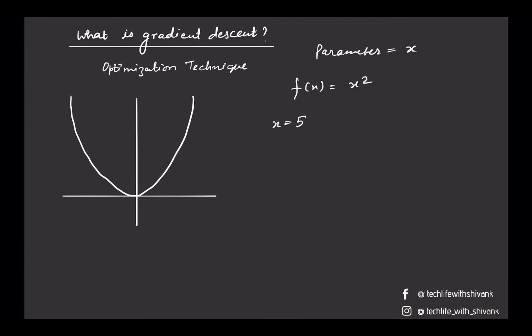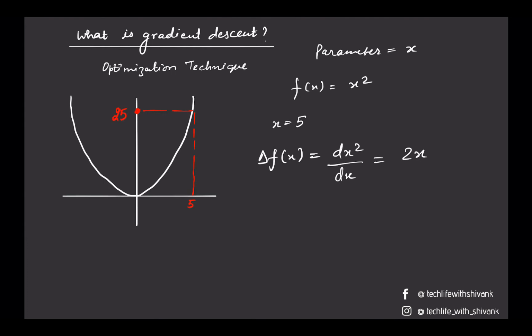The idea of gradient descent is that we have to move in the direction of the negative gradient of the function, and if we move the parameter in that direction, the function value will get minimized. The gradient is nothing but the derivative of the function with respect to the parameter. So the gradient of f(x) is the derivative of x² with respect to x, which equals 2x. Since x = 5, the value of the function at x = 5 is 25.